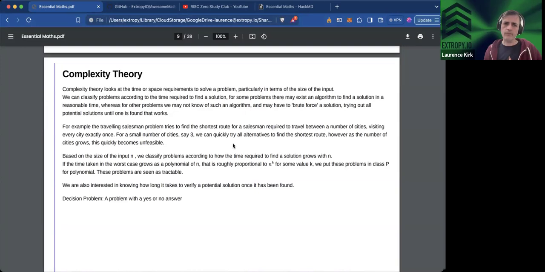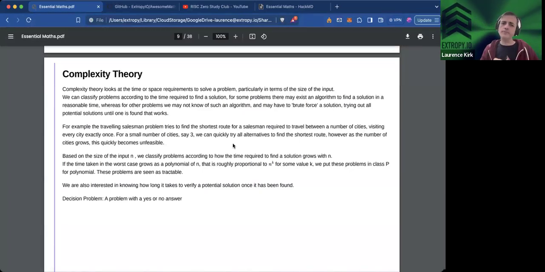And the simplest class is one that is called polynomial. What this relates to is that for a particular size of input, if we represent that input by n, then the time taken to solve the problem would be proportional to n to the k, where k is some constant, usually relatively small. If our problem can be solved in a time that's relative to n to the k, then we say it's solvable in polynomial time. And these are seen as being reasonably tractable. That's seen as being something that we can do reasonably.